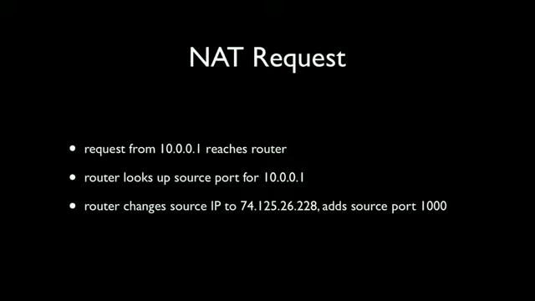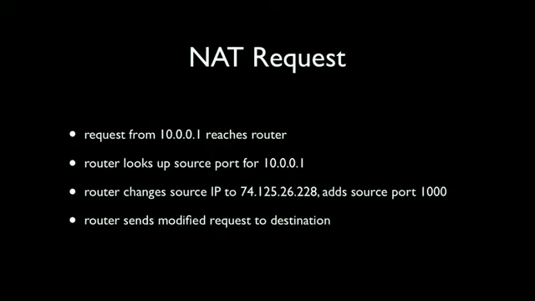So now we're going to send along my request, and eventually it's going to reach its destination. So CNN.com now sees a request not coming from 10.0.0.1, but coming from 74.something, which is simply a public IP address. And CNN.com has no idea what device that this IP address is. It doesn't know if it's my iPhone, if it's my router, and it doesn't really care. It just needs to know where it should send the response to my client's request.